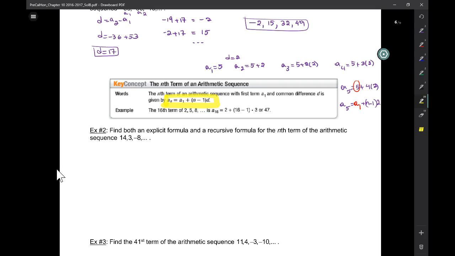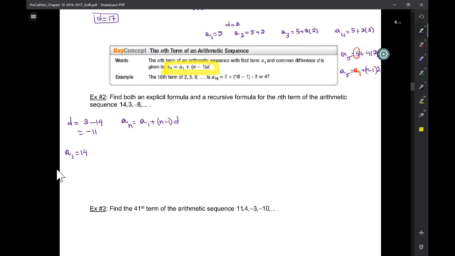All right. So let's do example number 2. It says find an explicit and a recursive formula for the nth term of the arithmetic sequence. Okay. So if this is the arithmetic sequence, what is D? And that's negative 11. And what is A1? It's 14.